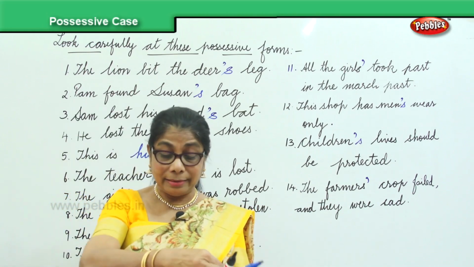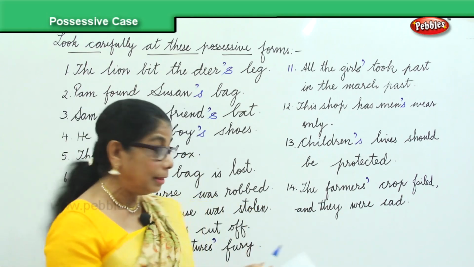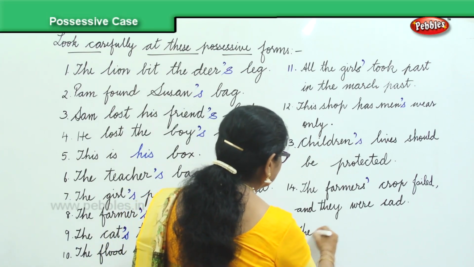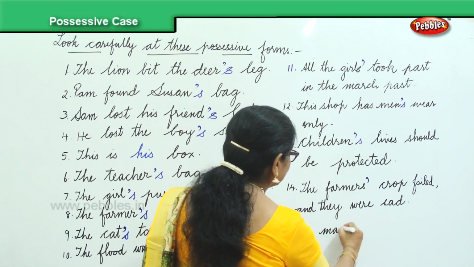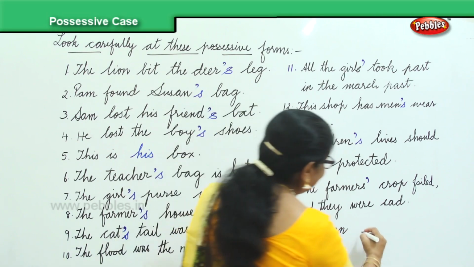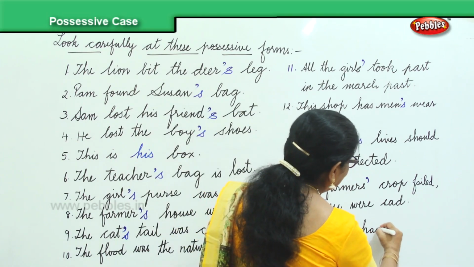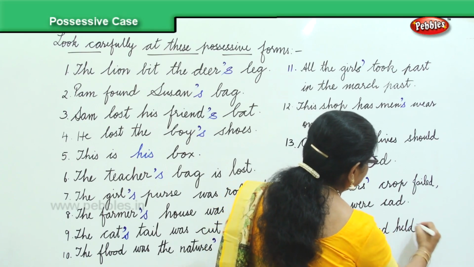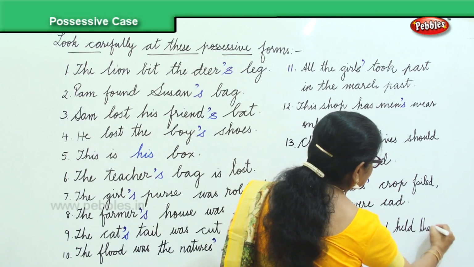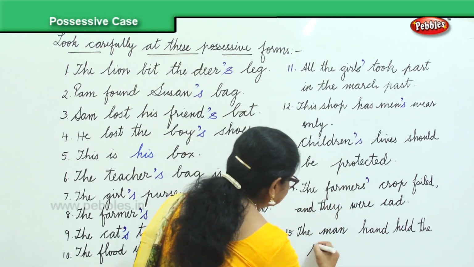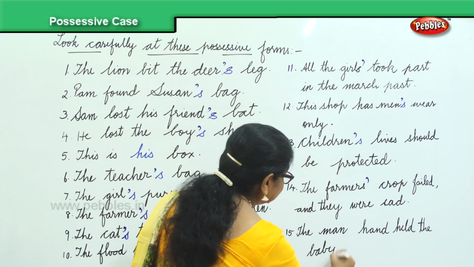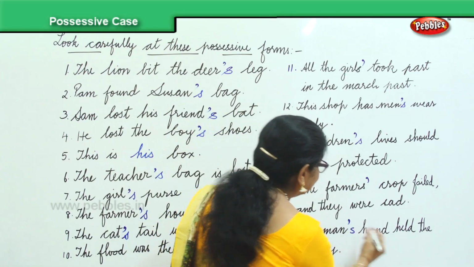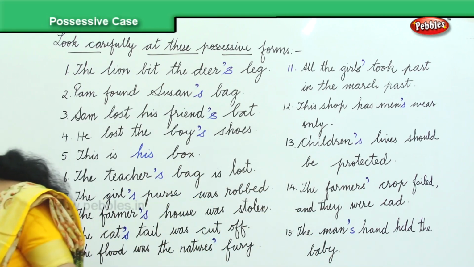And finally, the man's hand held the baby. The man's hand held the baby. Man's hand, apostrophe S. Now that's come to the end of the possessive form.